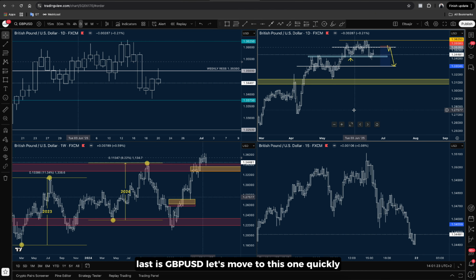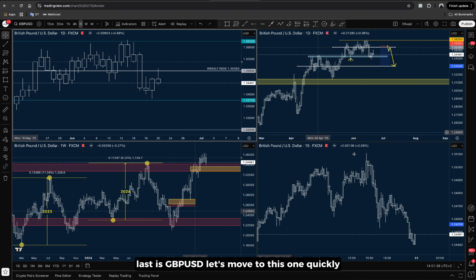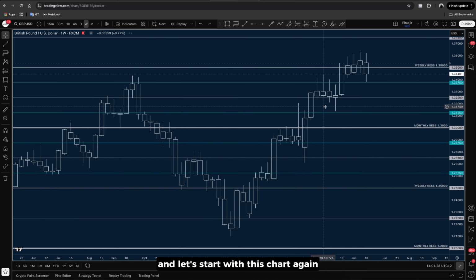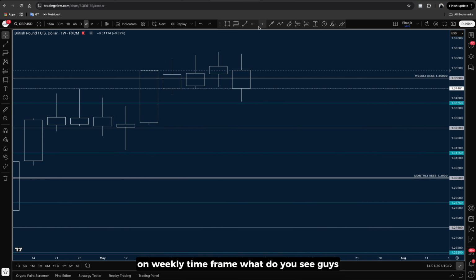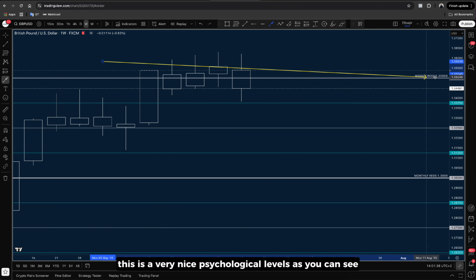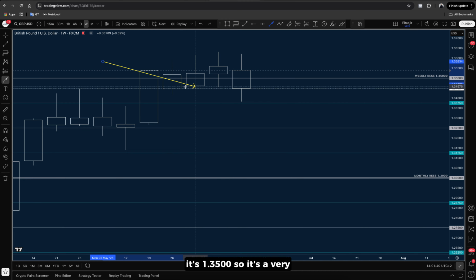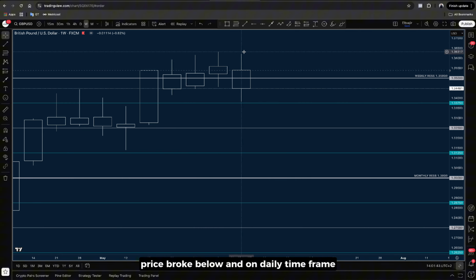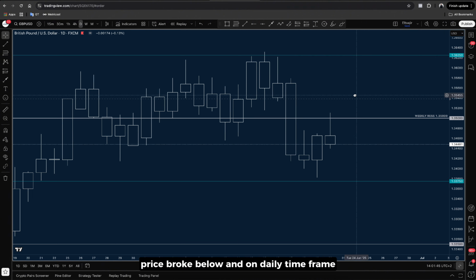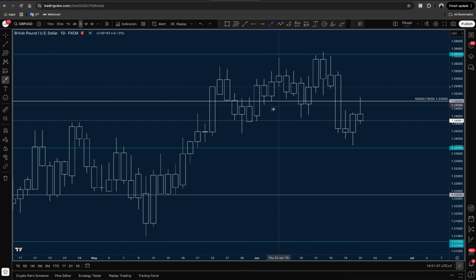Last is GBPUSD. Let's move to this one quickly and let's start with this chart. Again, on the weekly time frame, what do you see, guys? Price broke above this level. Here, it was just playing around. This is a very nice psychological level. As you can see, it's 1.35, so it's a very, very important level. Price broke below. And on the daily time frame, what do you see, guys?